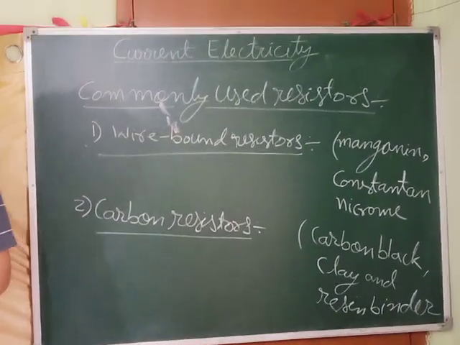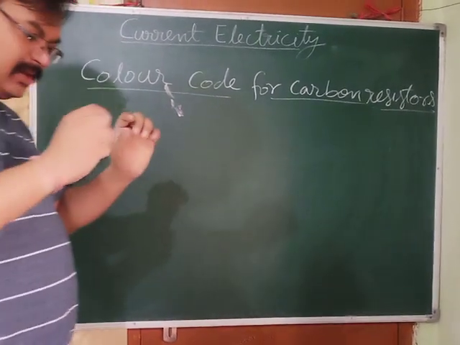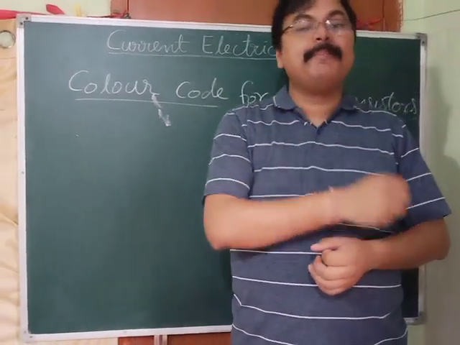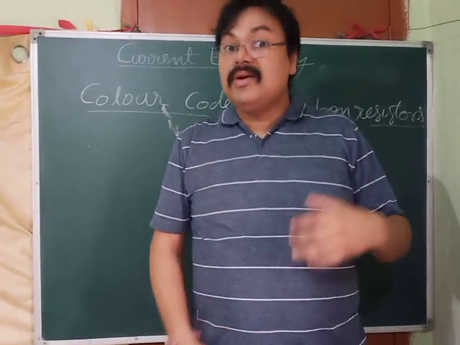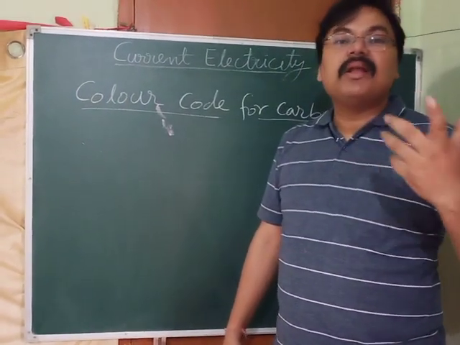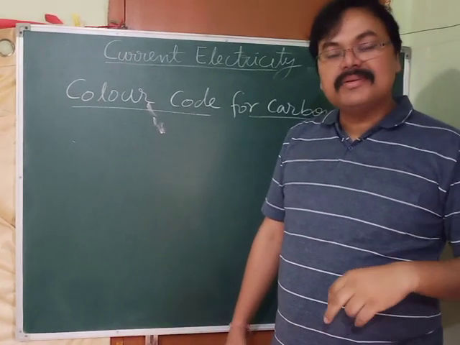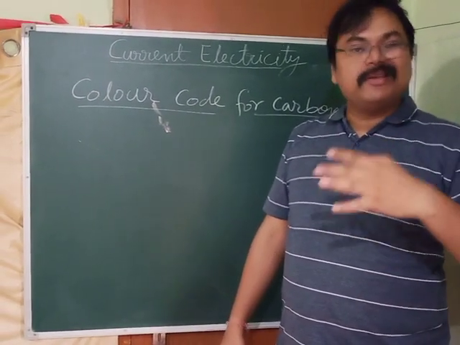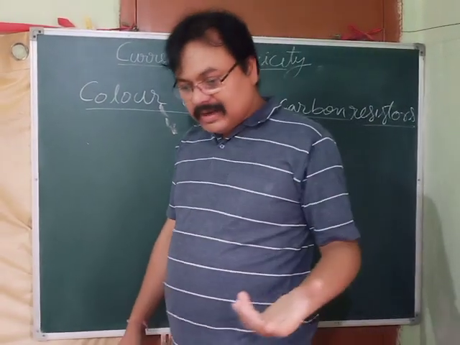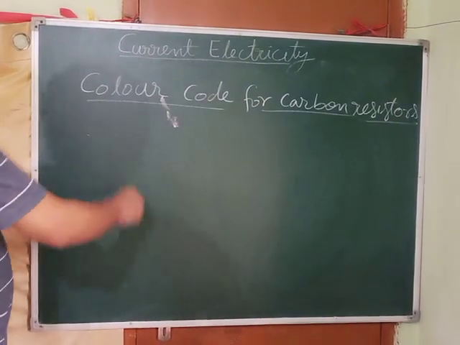See, our next heading is color code for carbon resistors. When you get a carbon resistor, its value of resistance is not written on it. Then how will we know how much resistance it is going to offer? It's very difficult. For that, color coding is done on each resistor. This color coding is done in two ways. The most common one we will discuss first, and then the second one later on. Clear? So for color coding, just write the heading and then we will start the first one.